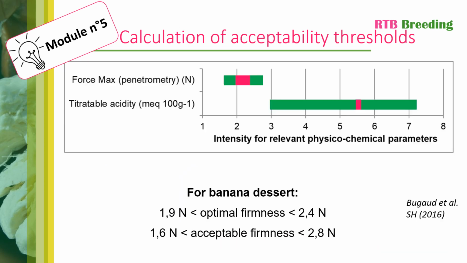As before, following the creation of these point clouds and thresholds calculation, we can have this type of realization, but this time the intensity no longer corresponds to sensory intensity, but to instrumental values. In the publication of Bugaud et al., for example, he established acceptability thresholds for this dessert banana firmness by measuring penetrometry in newtons and thresholds for acidity by measuring titrable acidity.